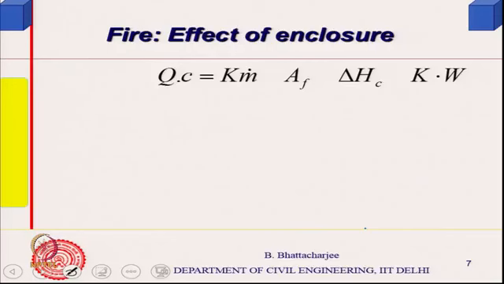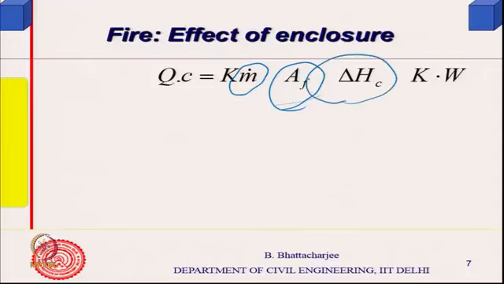Now, you see this small equation, not very complex. I said m dot. What is m dot? It is the burning rate, that is the rate of volatile generated per unit time, per unit area, multiplied by the fuel area. So that will give me the mass of volatile generated from the total fuel area in the room, multiplied by the heat of combustion, delta Hc. This should be in kilowatt.